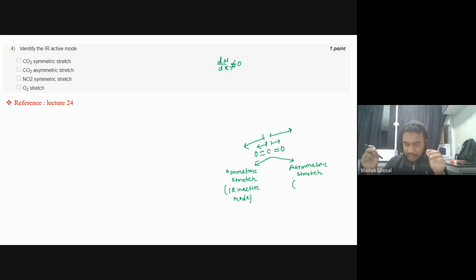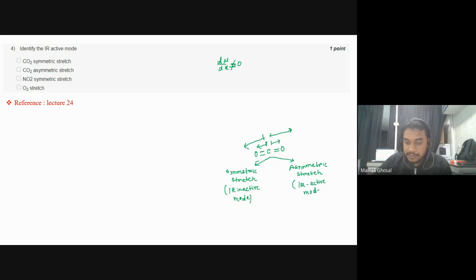So if your two bonds are behaving differently, you will always have some net dipole moment. That means your dipole moment will change and your d mu by dx will not equal zero. So this asymmetric stretching mode is an IR active mode.